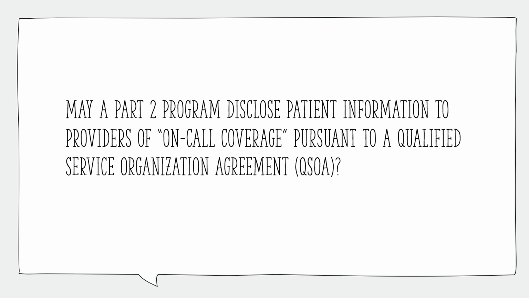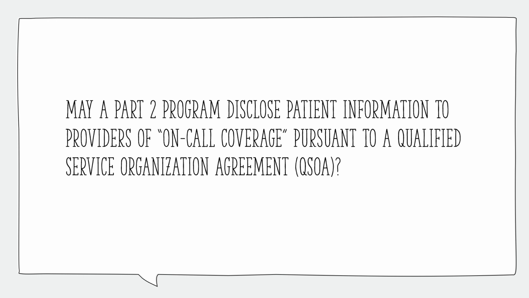By designating the recipient as the on-call coverage provider, the requirement that the recipient's name or title be listed would then be met. So consent for disclosures to providers of that on-call coverage can be included in the same consent form that's used for other disclosures of patient information if the program so chooses. You could put all of it on the same form.